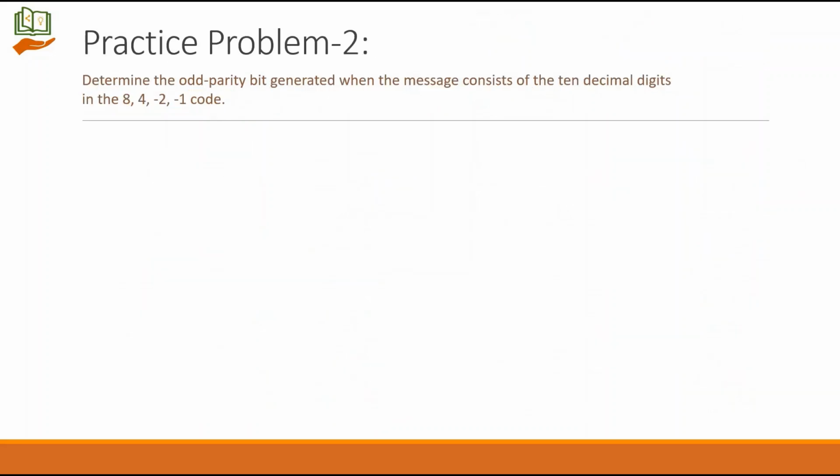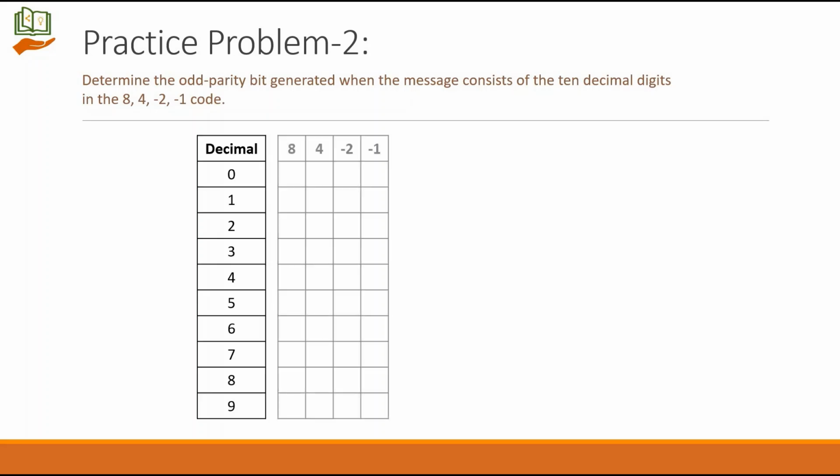The next problem. Determine the odd parity bit generated when the message consists of the 10 decimal digits in the 84 minus 2 minus 1 code. We have to find the 84 minus 2 minus 1 code. How do we write 0? We'll add 4 zeros here. And the question is about the odd parity bit, so we have to write 1.